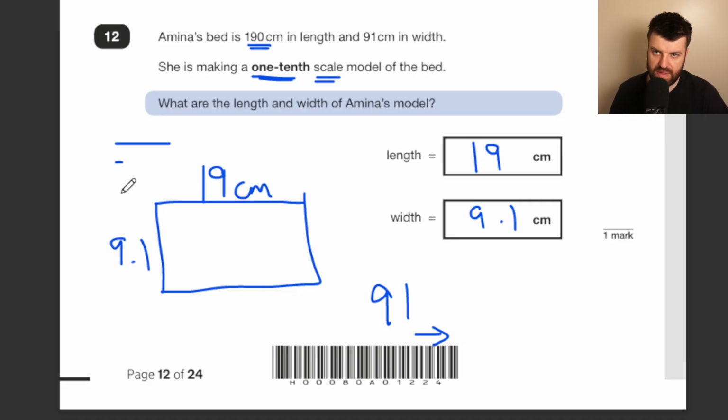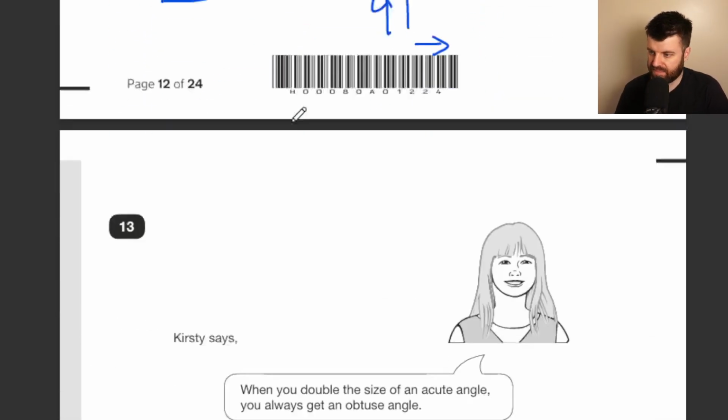That's what Amina would have built. So that's what a scale model means. We're scaling up or down by multiplying or dividing. In this case, it's 1/10, so we divide by 10.